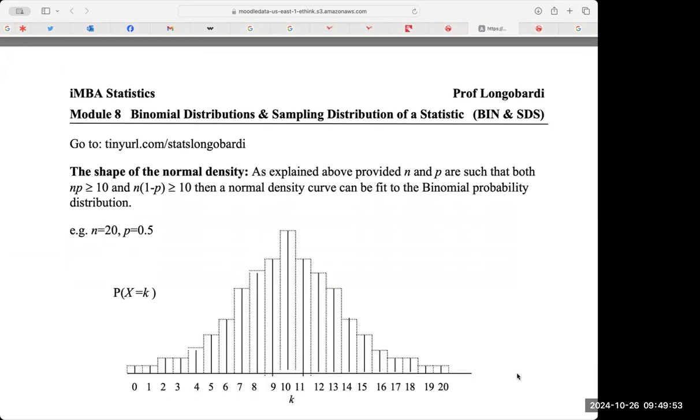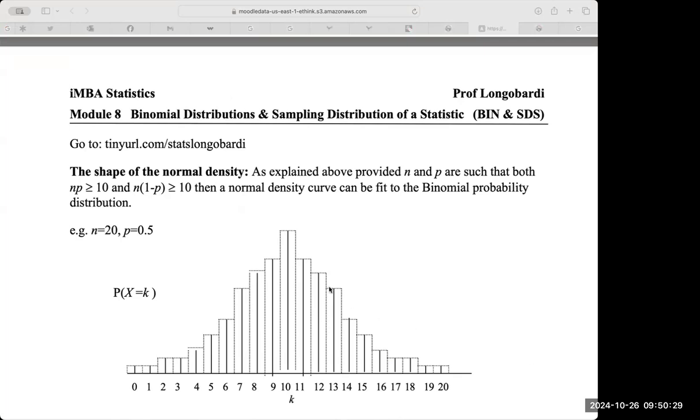Okay, what does normal mean again? 68% of the data is within one standard deviation of the mean, and 95% of the observations are within two standard deviations of the mean, and 99.7% of the observations are within three standard deviations of the mean, but there are also a few outliers. 0.3% of observations are outside three standard deviations and are outliers. Okay, so that's what normal means.